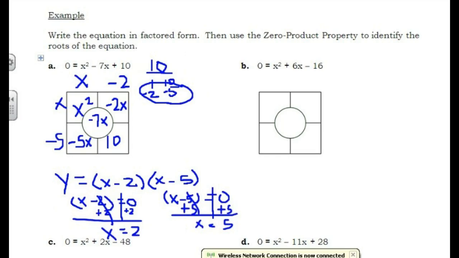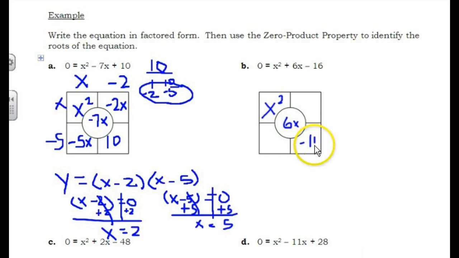0 equals x squared plus 6x minus 16. So we will do x squared, 6x, and minus 16. Now I need to know the factors of negative 16. I can do 1 and 16 with one of these being negative, 2 and 8 with one of these being negative, or 4 and 4, with one of these being negative.